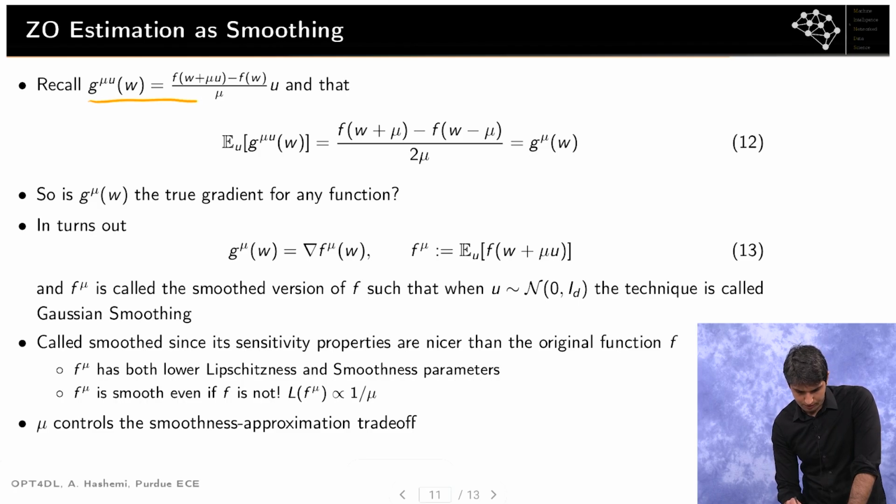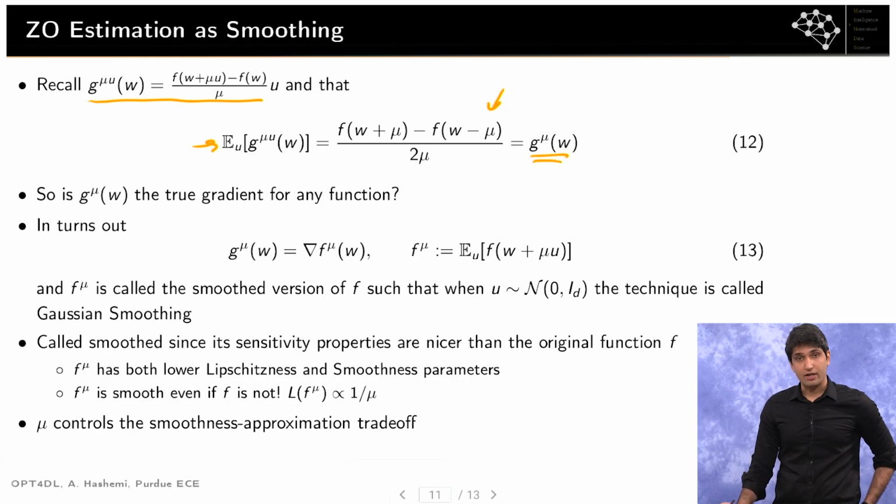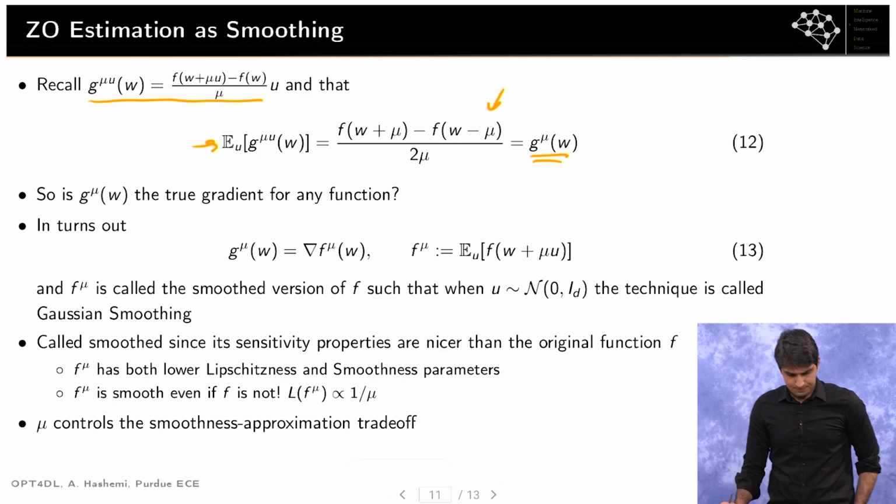So we started with this estimator. This is the approximation of the true gradient, which is a random variable because the direction is random. We show that its expected value is going to be something like this. So G mu, and this was the approximation of the true gradient.